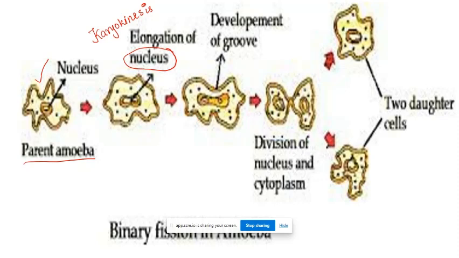And the next step, you will form a central groove in this region. This central groove would start splitting up the organism into two, like this, and finally it would give rise to two daughter cells. This splitting up of cytoplasm is what is termed as cytokinesis. So these are the two steps that are involved in the process of binary fission in amoeba. Binary fission is where the parent organism splits to form two daughter cells.